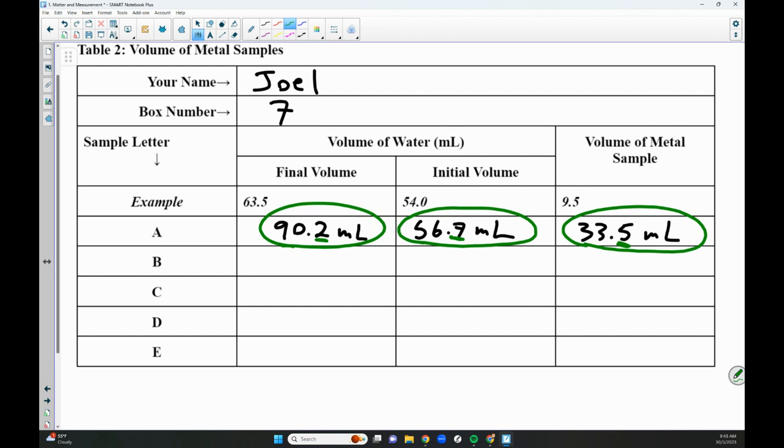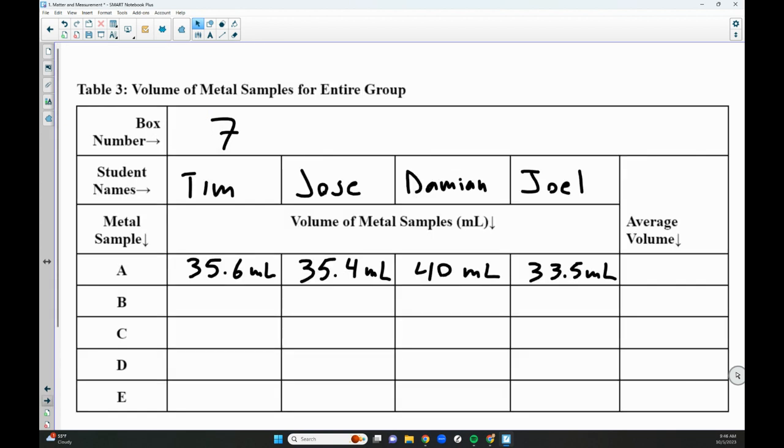Notice that table 2 is for just me. So I'm going to do the same thing for metal sample B, C, D, and E here, and I'm going to fill out this data table. Everybody in my group is going to do the same thing. And we want to do this independently because we're trying to corroborate data. If we just copy each other, it's pointless. So each person in the group is going to do this on their own, independently, and fill out data table 2. Then we're all going to put our data together.